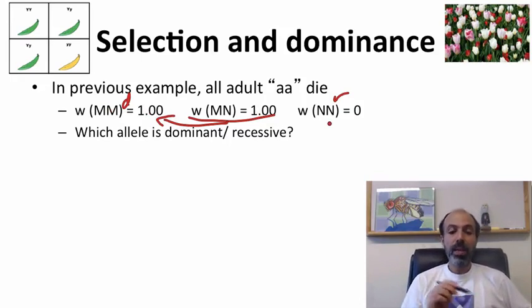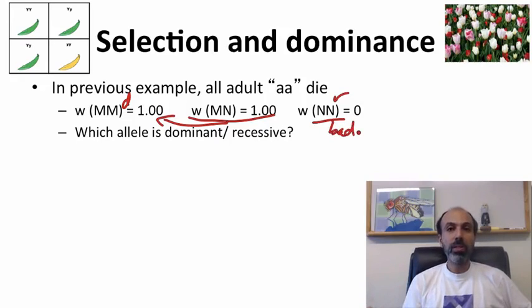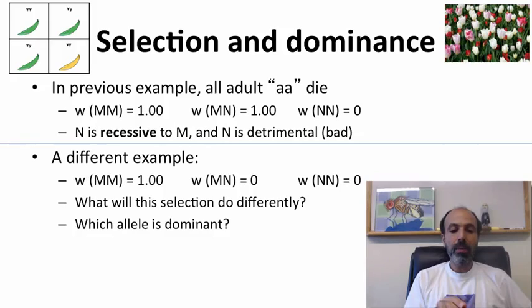This one is recessive. In this particular case, the recessive one is also bad. This is the one that has the lower fitness too. That won't always be true, but in this particular example, that is true. So N is recessive to M, and N is detrimental or bad.